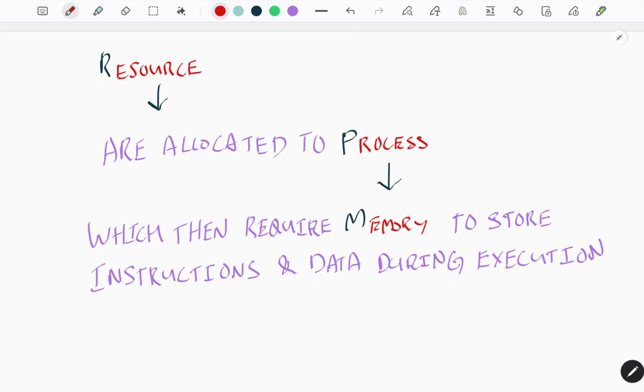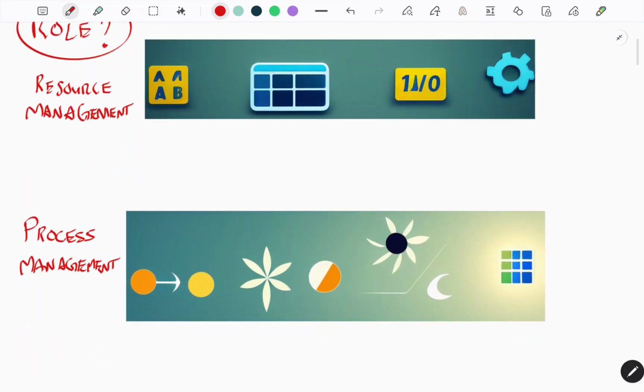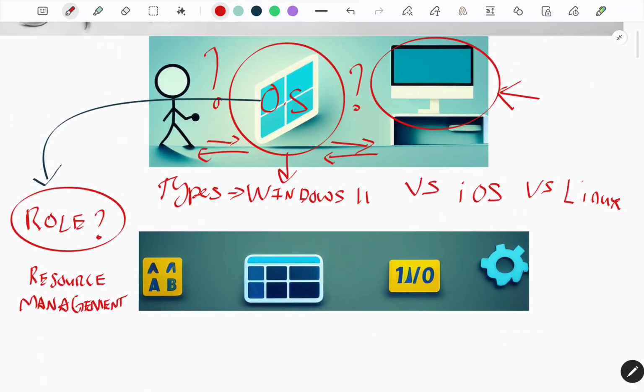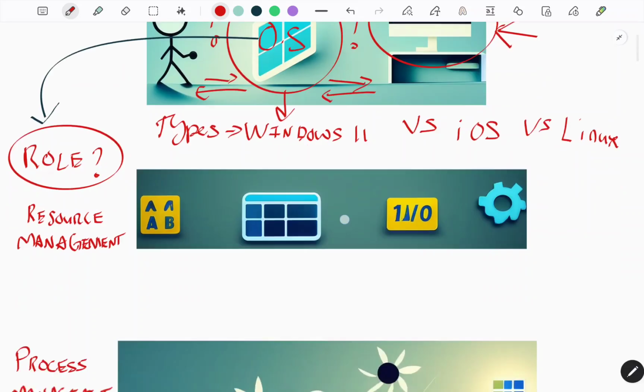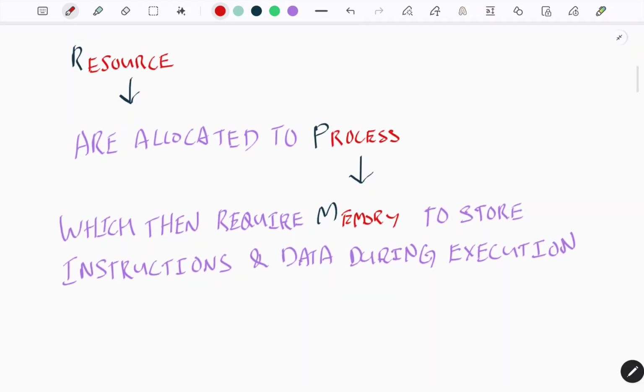All right, this is a simple illustration that I want to put across on how you interact with the OS. Basically, it's a resource allocated to the process, which requires memory to store instructions and data during execution. This statement summarizes the first three roles of the OS.